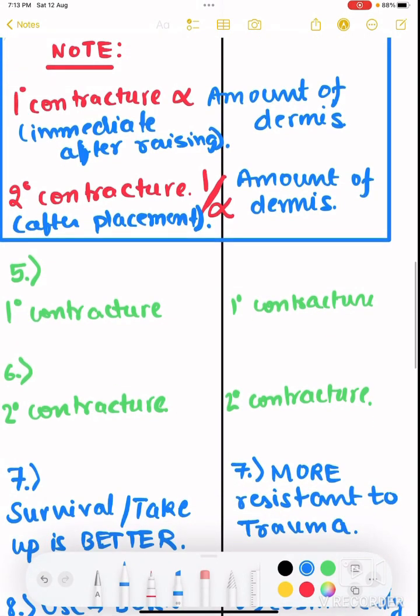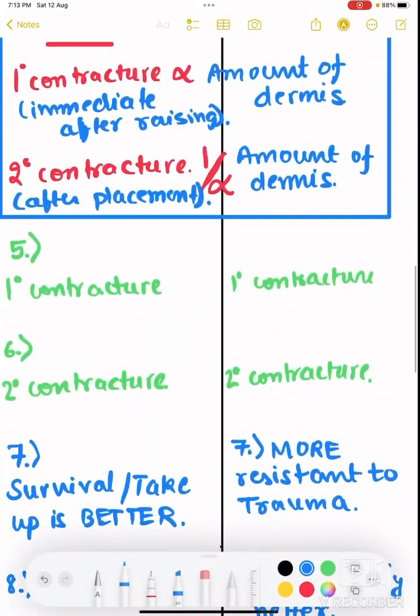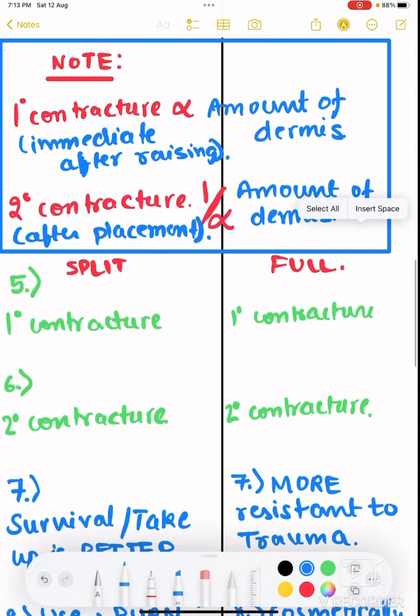Now what will be the status of primary contracture in full and split thickness skin graft? This one is split, this is full, right? It is split because you haven't taken the full dermis. Full is called full thickness skin graft because with the epidermis you also take the whole dermis. That's why in split thickness skin graft, because the dermis is less, primary contracture will be less. And in full thickness skin graft, the dermis is more, that's why primary contracture is more, since it is directly proportional.